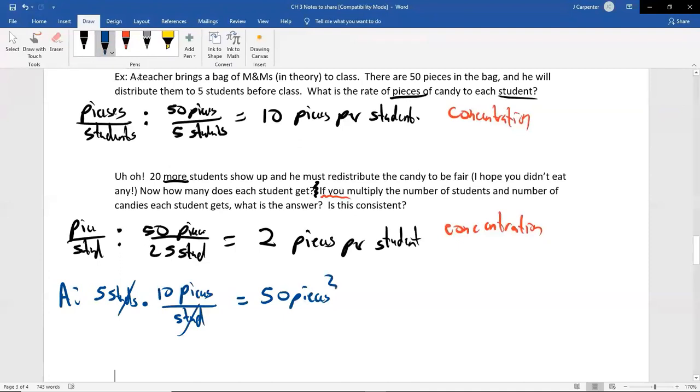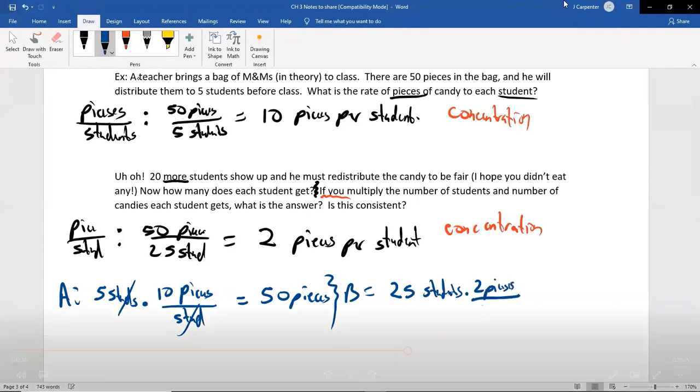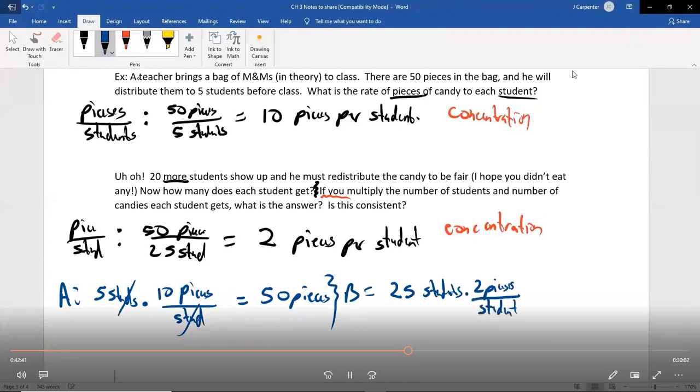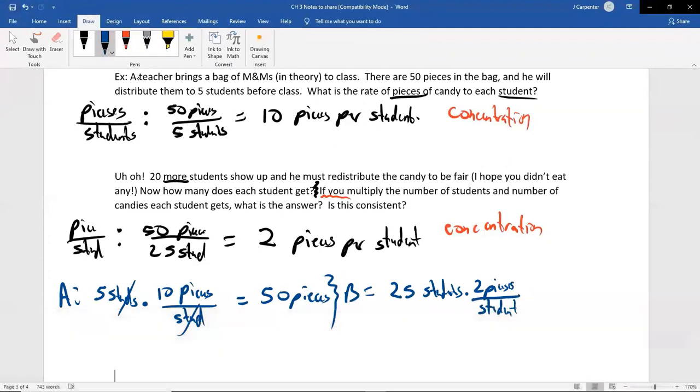Okay, well, how about scenario B? In scenario B, we now had 25 students, and the rate of candies per student was 2 pieces per student. I don't just say 2 pieces because then your students wouldn't cancel and you'd think it's 50 student pieces, 50 pieces students. That sounds weird, doesn't it? It doesn't make sense. So you can't miss anything. Students cancel like this though, and you get 50 pieces. P-I-E-C-E-S.